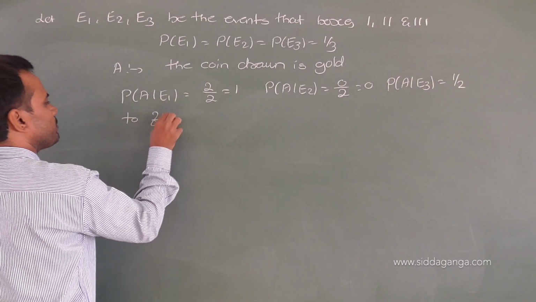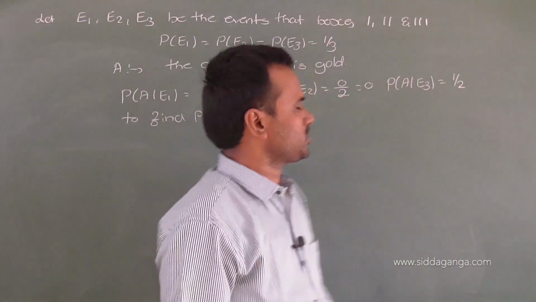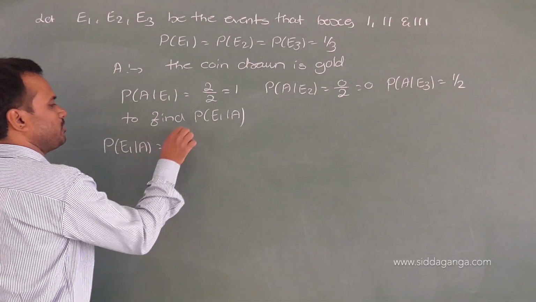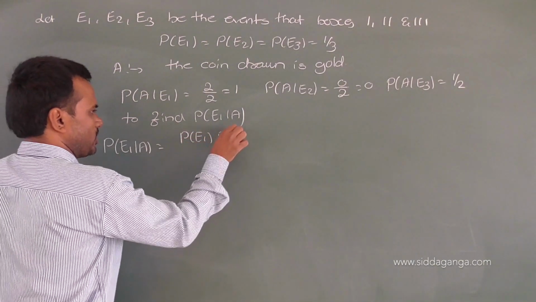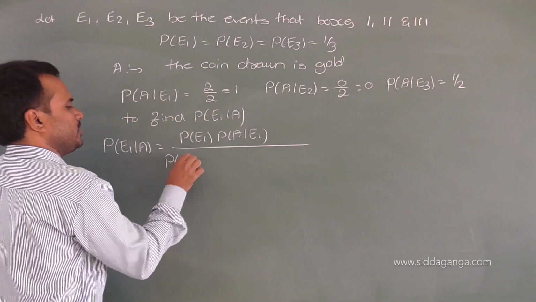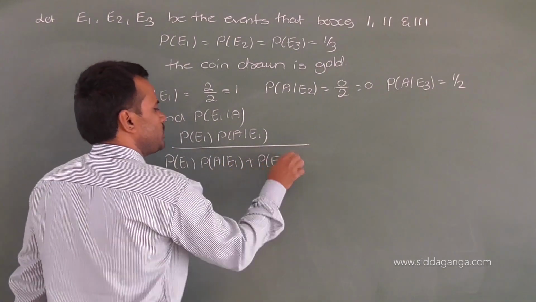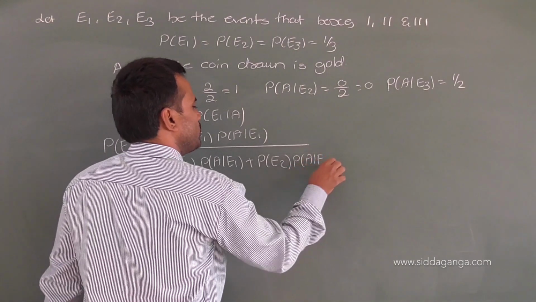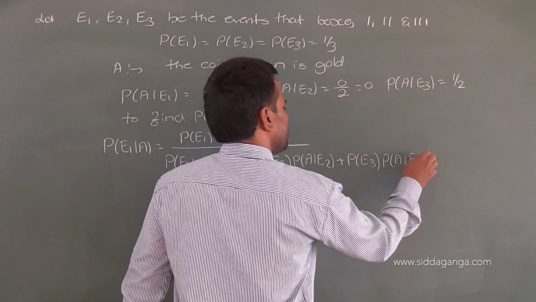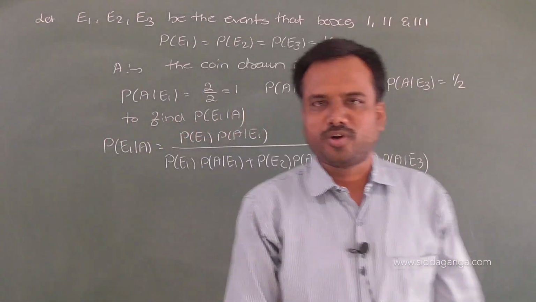So, to find what? Probability of E1 given A. Probability of E1 given A is equal to P of E1 into P of A given E1, whole divided by P of E1 into P of A given E1 plus P of E2 into P of A given E2 plus P of E3 into P of A given E3. This is according to Bayes theorem.